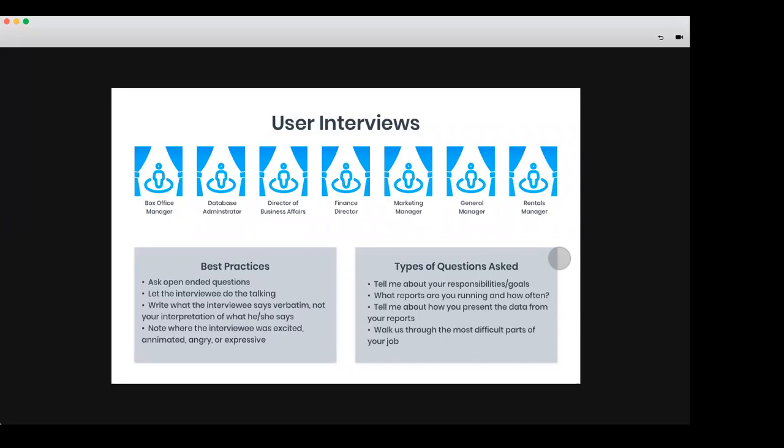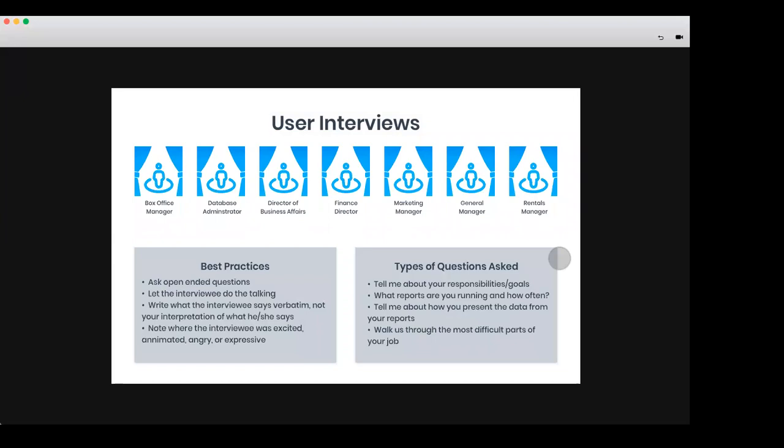And lastly, we note instances where the interviewee was excited, animated, angry, or expressive. And this helps provide insight because it's really not just about what our clients say, but how they say it. So if there are certain topics that they're talking about and they're very passionate or frustrated, that's a good way to know that it's important to them and something that we should focus on.